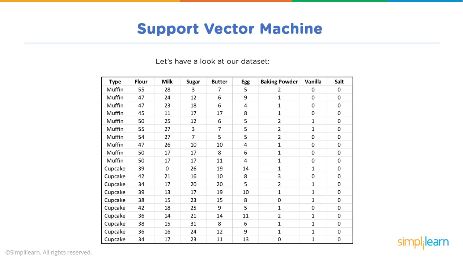Let's have a look at our data set. We have the different recipes here. We have a muffin recipe that has so much flour. I'm not sure what measurement 55 is in, but it has 55, maybe it's ounces? But it has a certain amount of flour, a certain amount of milk, sugar, butter, egg, baking powder, vanilla, and salt. And so based on these measurements, we want to guess whether we're making a muffin or a cupcake.